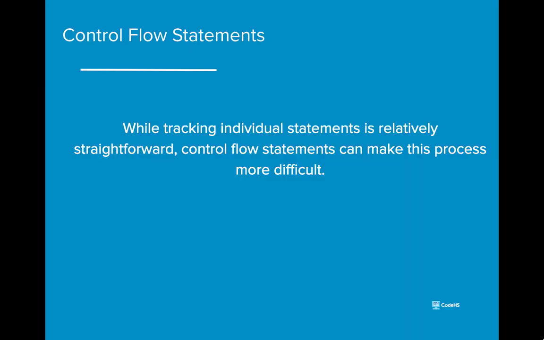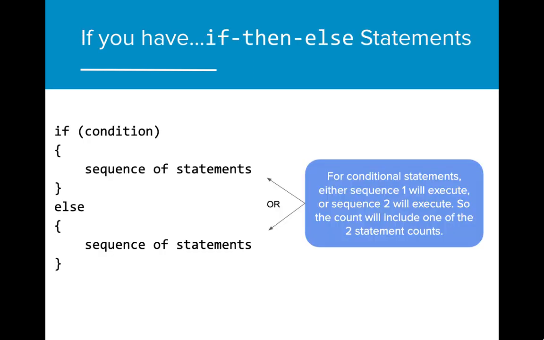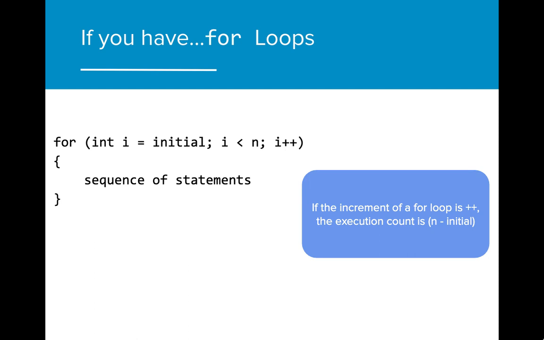While this program was fairly straightforward, adding control flow statements to programs can make this process more difficult, as they often iterate or change the sequential nature of programs. For programs with conditional statements, only one of the statements will end up executing, as the condition will either be true or false. Thus, the count should include one of the two statement counts. For loops, as we already saw, have programs repeat the same code a fixed number of times.